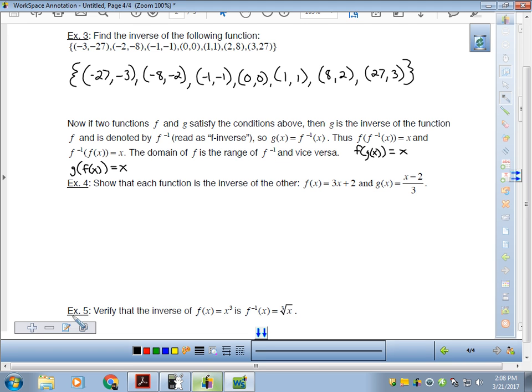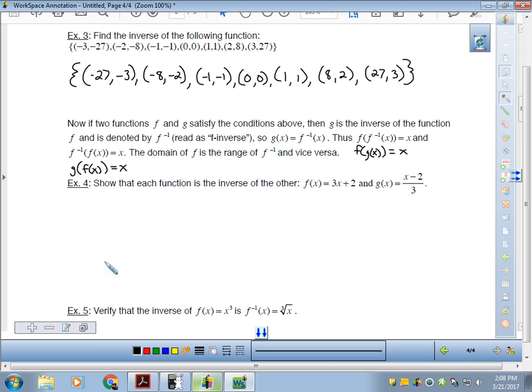So the next thing we're going to do is verify that two functions are inverses of each other. The way we do it is by doing a composition, just like these that you see right here and over here. We're going to do these compositions and see if we just get x. If we just get x, then they are inverse functions. If we get anything else, then they're not inverse functions.